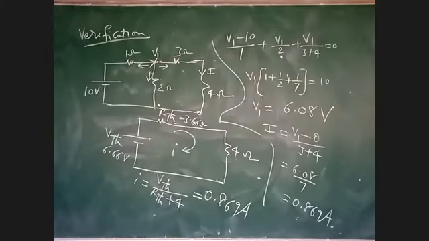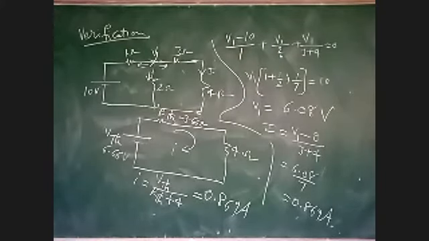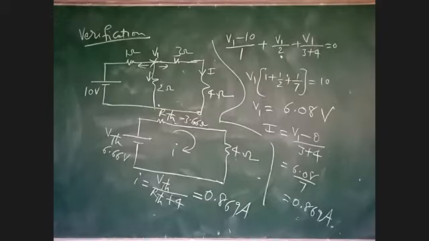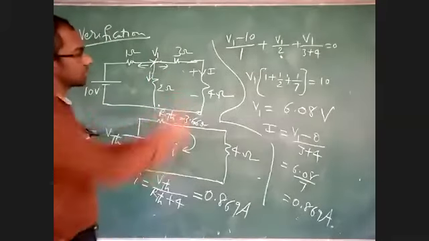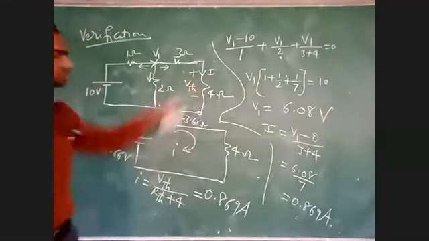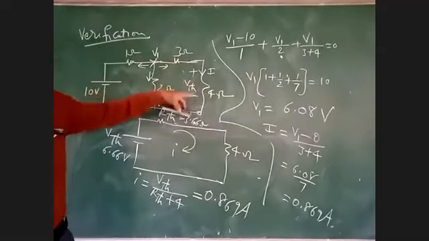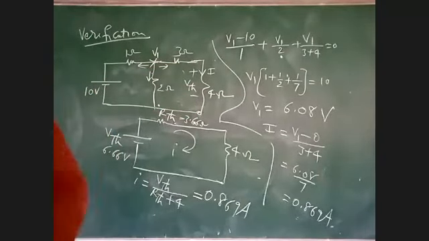Sir, how did you take that current direction? Actually, in 4 ohms, they are asking, in the direction of current, how will you take plus and minus? Same thing we had taken for VTH. For VTH, what have you taken? Upper terminal positive, lower terminal negative. See there in the first circuit. Is it okay?